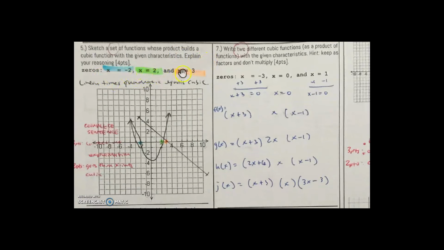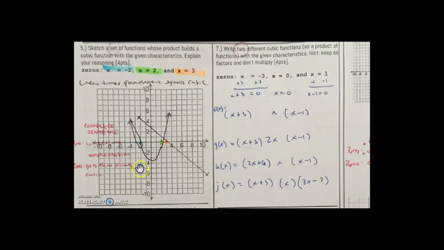So here are my zeros. This is really across the x-axis. X is equal to -2, x equals +2, and x equals 3. And then from there, you can do a couple of things. I decided to do a quadratic through the blue and the green. You could have done a quadratic through the green and orange. You could have done 3 linear, so I did a quadratic. Where's my explanation? So explain your reasoning. A linear times a quadratic equals a cubic.